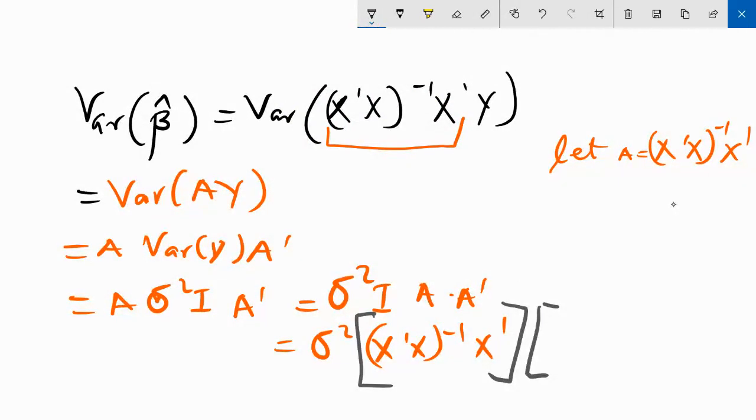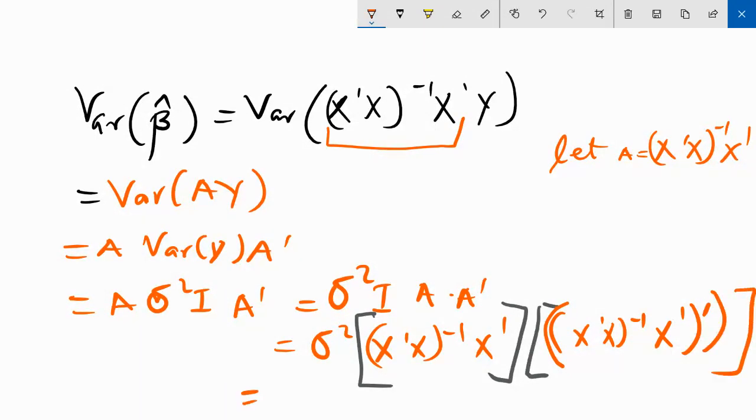So here you are going to have the inverse. I think we'll need two brackets because we have a transpose there, multiplied by the transpose. The variance of betas is this one, guys.